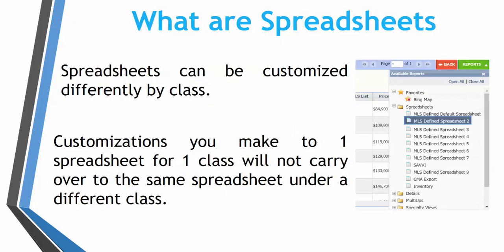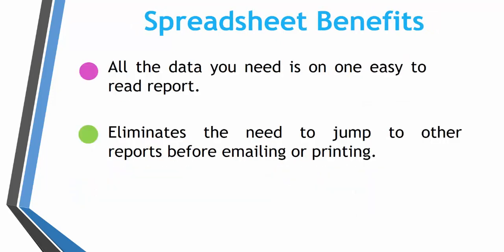Spreadsheets can differ between classes. For example, if you run a residential search and customize the MLS-defined spreadsheet number 2, those spreadsheets will not carry over to the other classes. When you run a multifamily search and view the MLS-defined spreadsheet number 2, your residential changes will not be applied. The benefit to customizing the spreadsheet is all the data you need can be there on the screen, and it eliminates the need for you to have to jump to other reports to view information before emailing or printing listings.